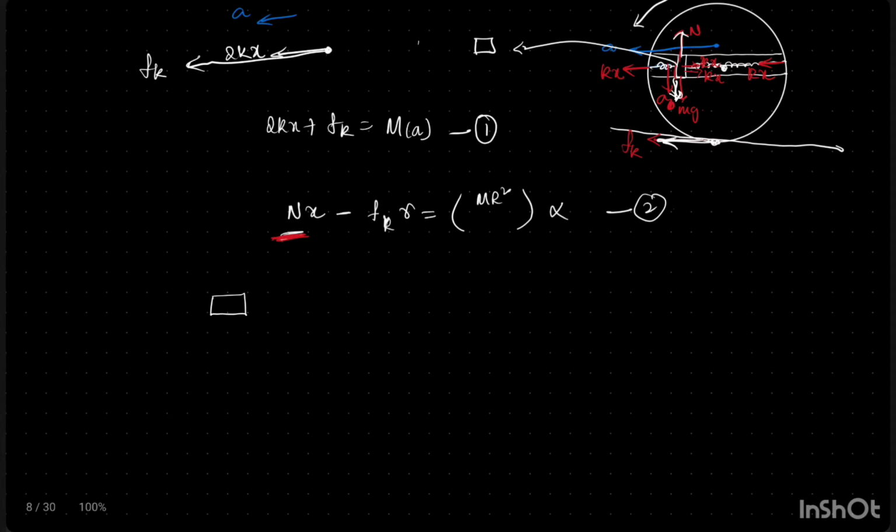This is the small bead. There is some normal force acting in this direction. There is mg acting in this direction. Mind you, this is small m and that is capital M.